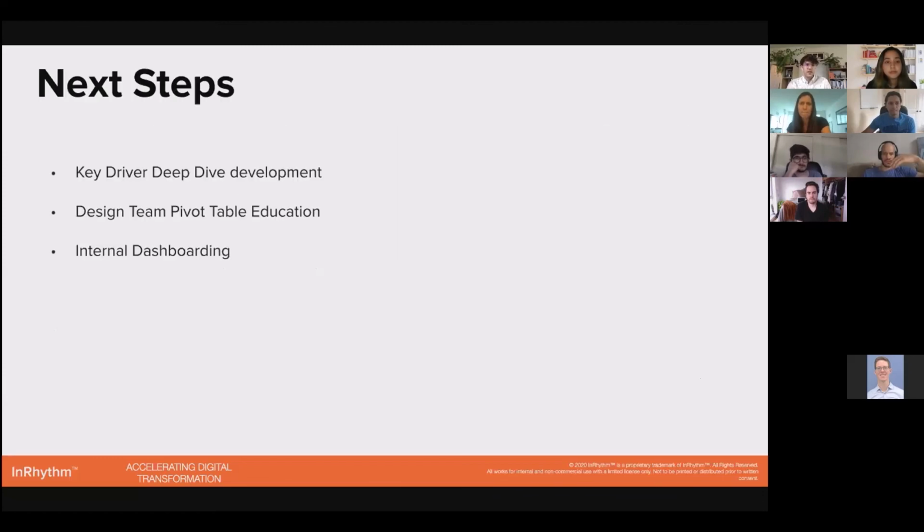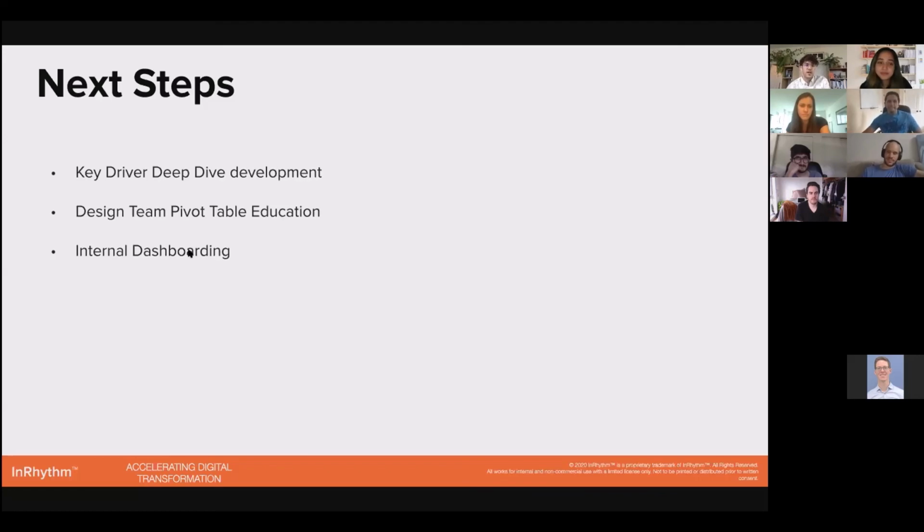And then finally, next steps. As I said before, we're working on developing that key driver deep dive. And then my big thing is that none of them have ever used a pivot table before. And I'm hopefully about to blow their minds because I love pivot tables. And so I'm going to lead a small education effort there to get some team members pivot table fluent so that they're able to do some ad hoc reporting on their own.